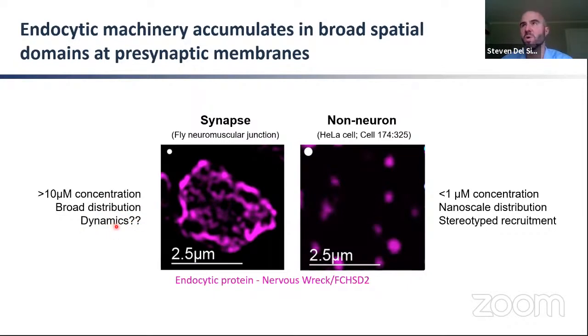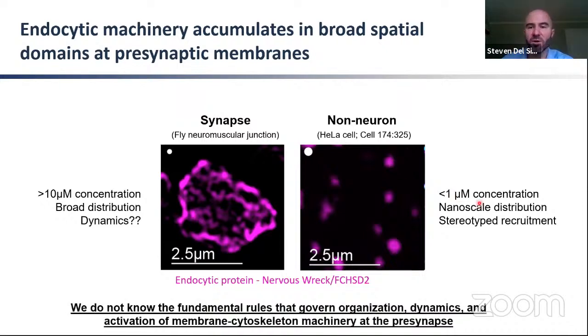But it's really completely unknown what the dynamics of these proteins are at these synaptic membrane domains. By contrast, in non-synapses and non-neurons, the same proteins are accumulating at many-fold lower concentrations, so typically less than 1 micromolar. And they have this very stereotyped nanoscale distribution and a very stereotyped pattern sequence of recruitment. And so in contrast to this well understood dynamics here, we really just simply don't know what are the fundamental rules that are governing this large scale organization, dynamics, and activity of the endocytic synaptic membrane cytoskeleton remodeling machinery.